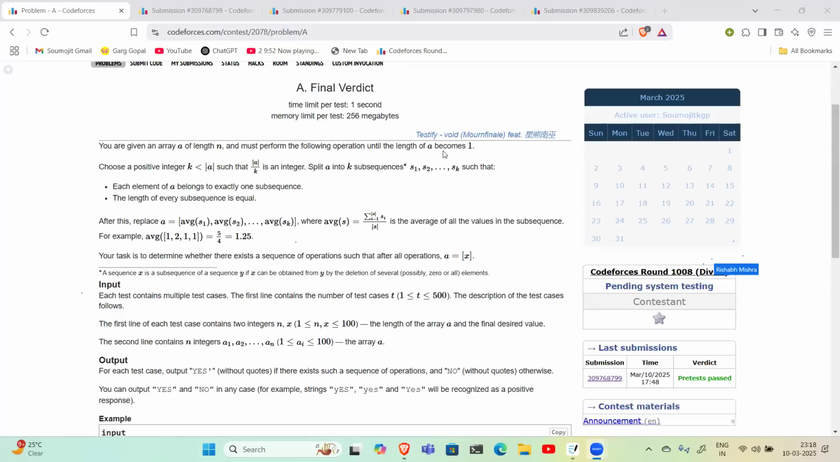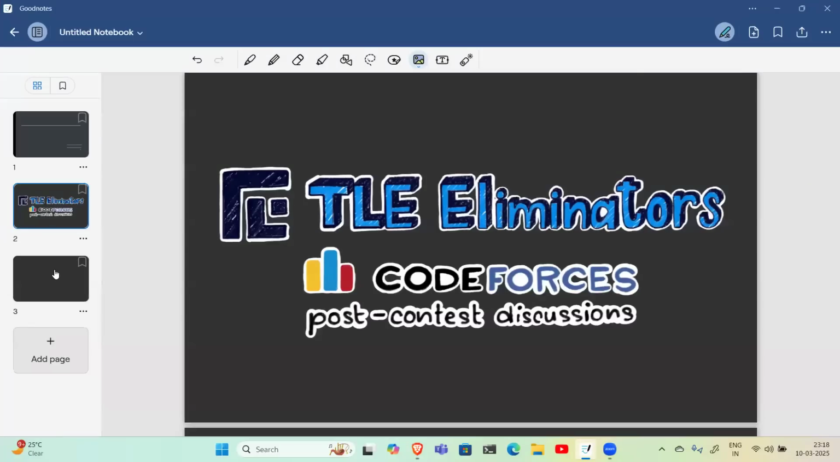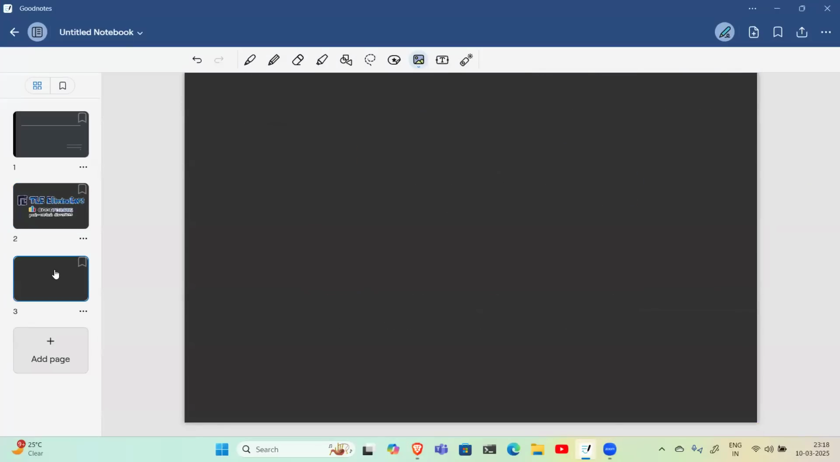Let me mute everyone just a second. Yeah, so let me explain the problem statement first. The question says that in input we will be given some array A. So for example, say A is 1, 2, 1, 1.